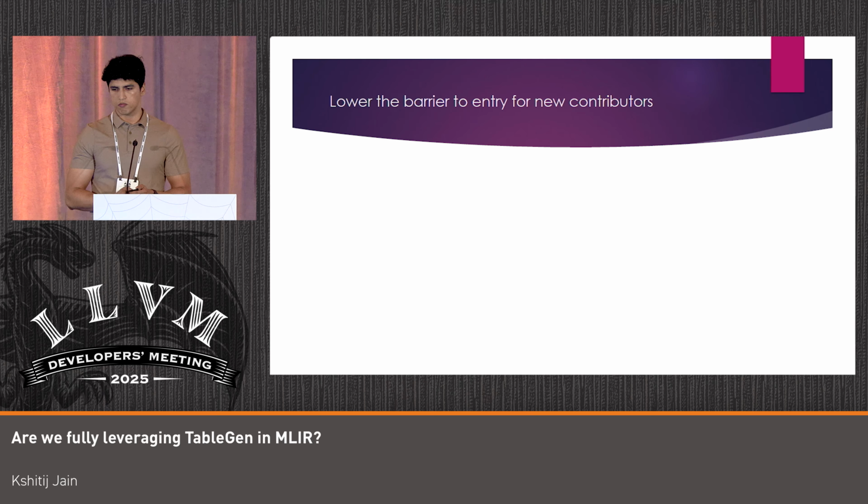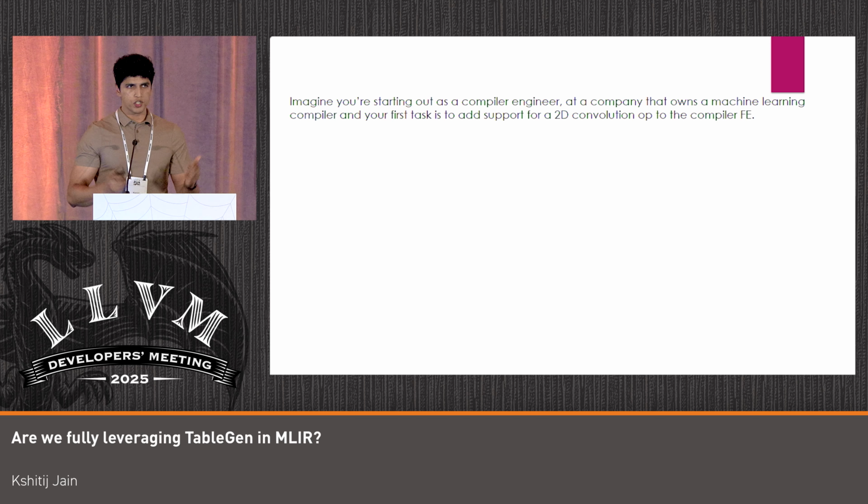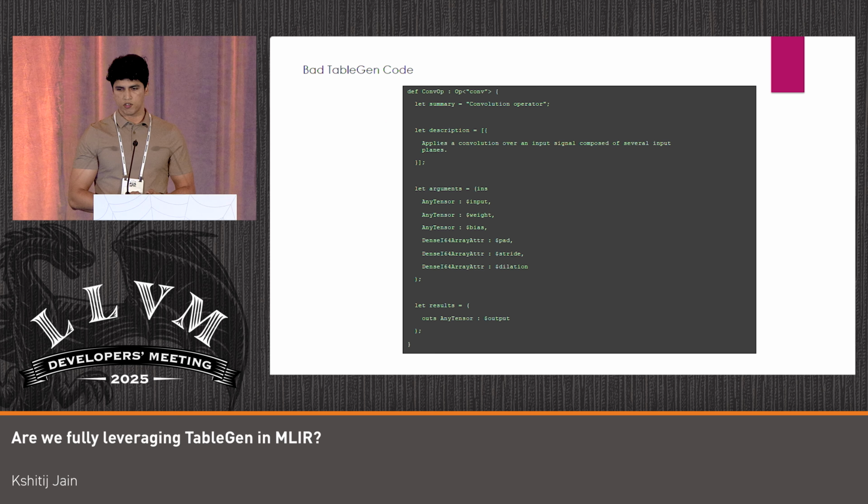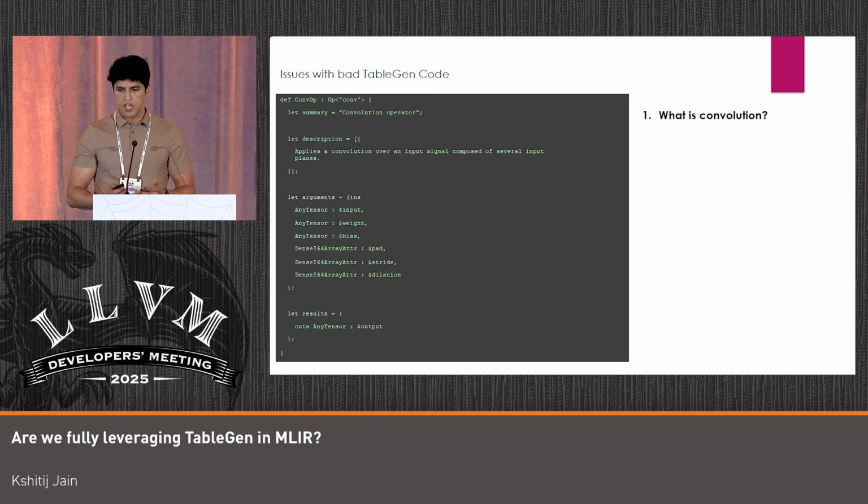Richer TableGen code can lower the barrier to entry for new contributors. Imagine you're starting out as a compiler engineer at a company that owns a machine learning compiler, and your first task is to add a 2D convolution op to your compiler frontend. Now you start out and you find this TableGen code in your code base, and it leaves you with a few questions. If you don't have an ML background, then you might not even know what a convolution is.